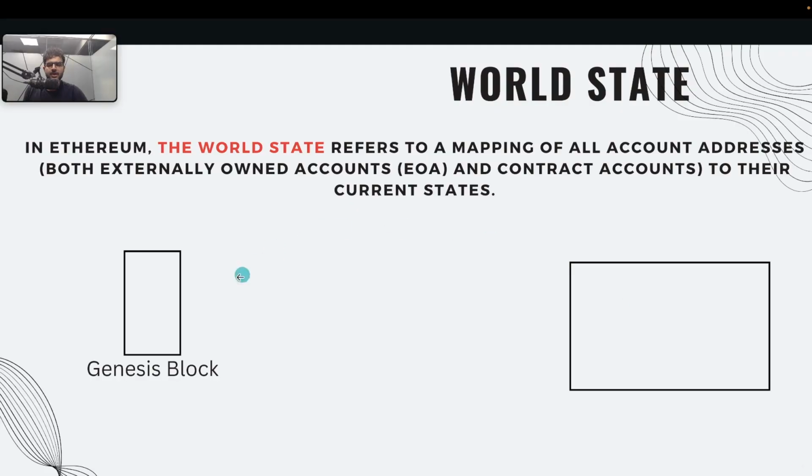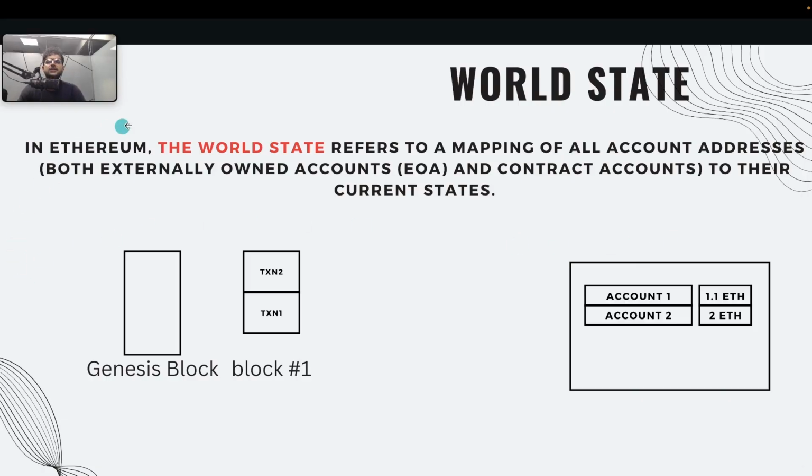More technically, when the Genesis block was mined, when the very first block was mined, what does Genesis mean? Genesis means start. What does Genesis mean? It means the first block. So when this first block was mined, the world state was empty. No one had any Ethereum. Then the first block got mined.